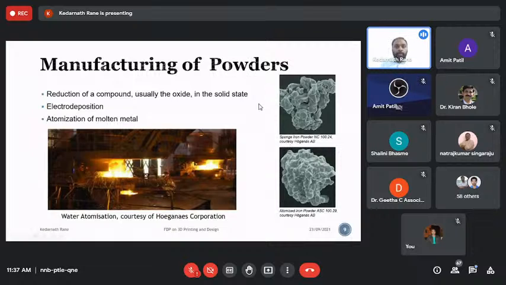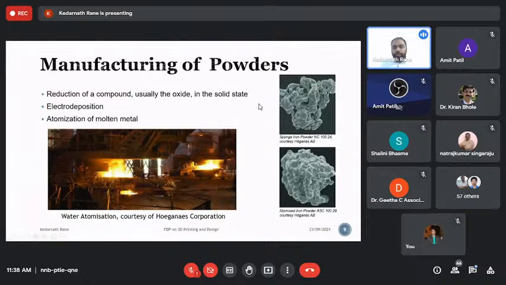When it comes to the manufacturing of powders, as you may be aware, there are multiple processes. Through chemical treatments you can produce powders, usually in the form of oxides or plates. Electrodeposition is another process. Atomization of powders is one mature process for the production of spherical shaped powder. Here you can see the water atomization process, where typically steels and other metals are processed. This process is very much viable.